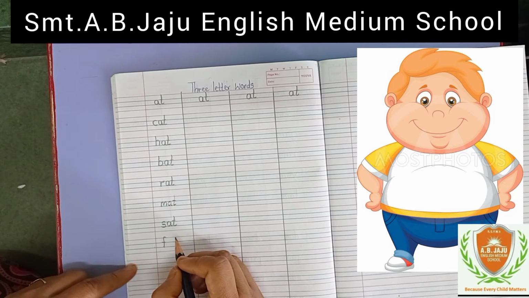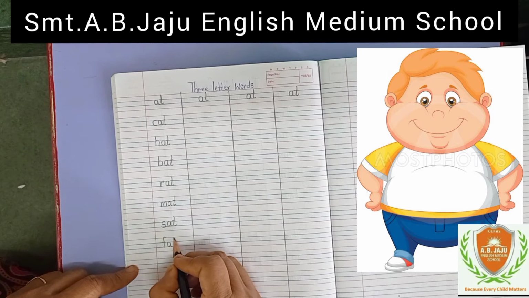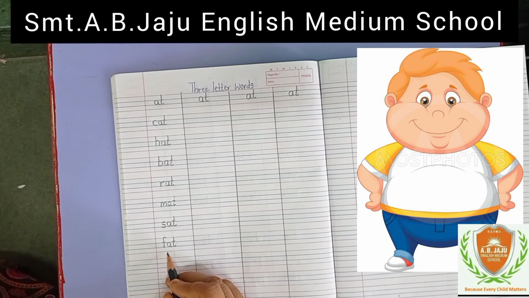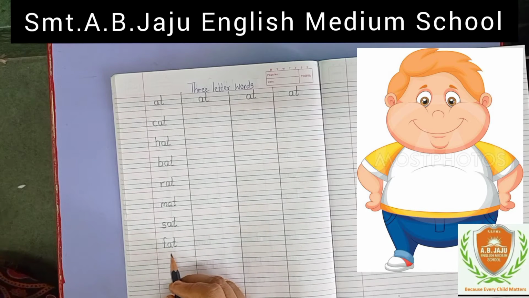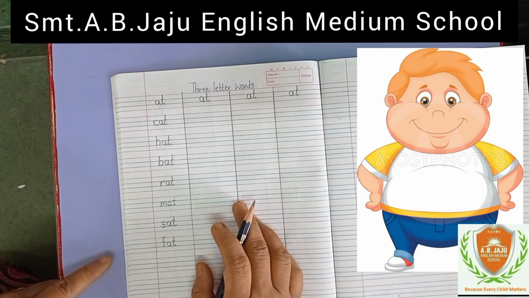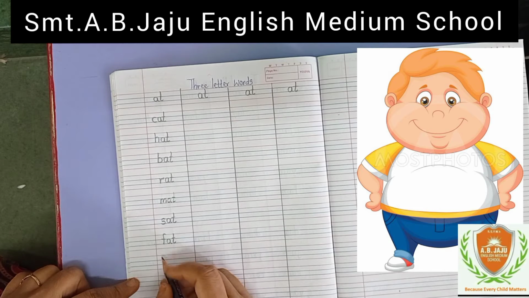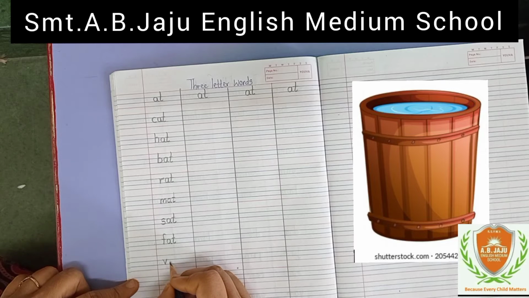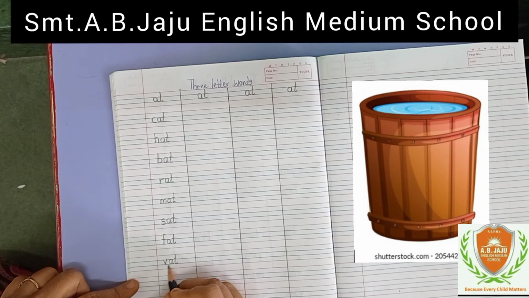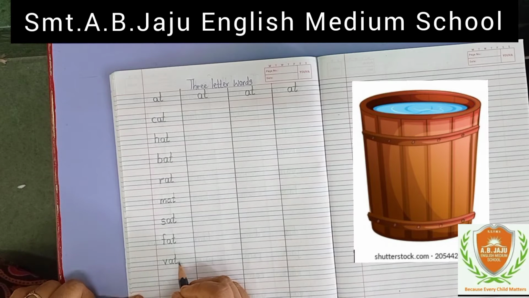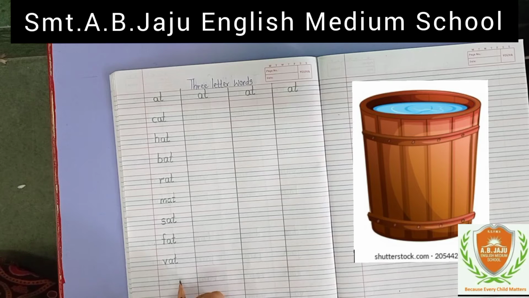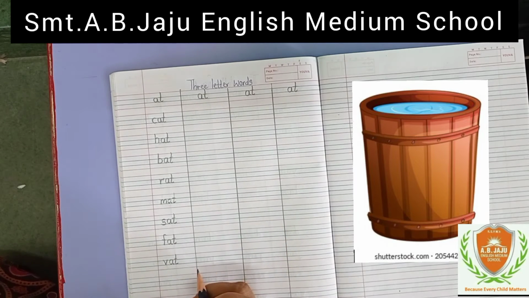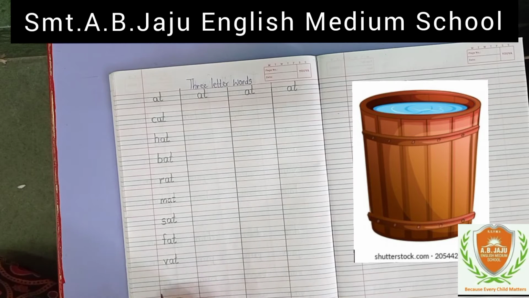Sound of F is F, sound of A is A, sound of T is T, F, at, fat. Fat means mota. This is the picture of fat. Now next, small V, sound of V is V, sound of A is A, sound of T is T, vat. Vat means tanki, jisme hum water bhi storage kar sakte hai, that is called vat.